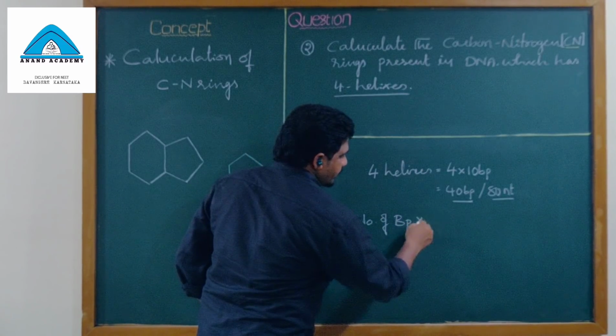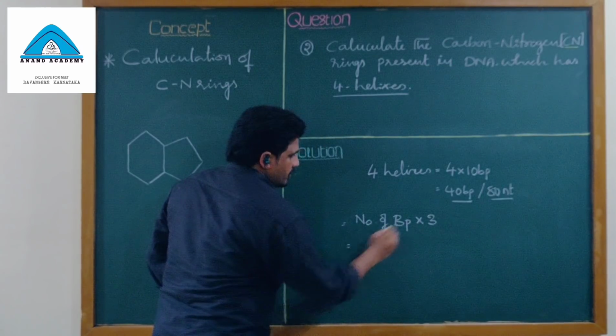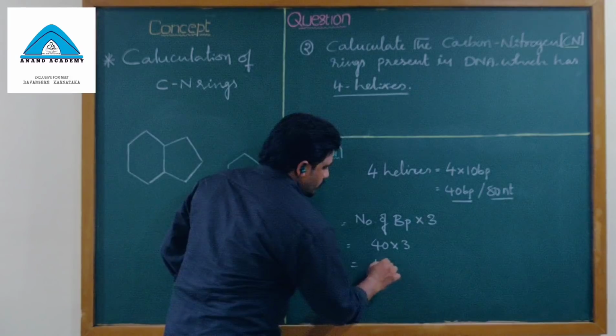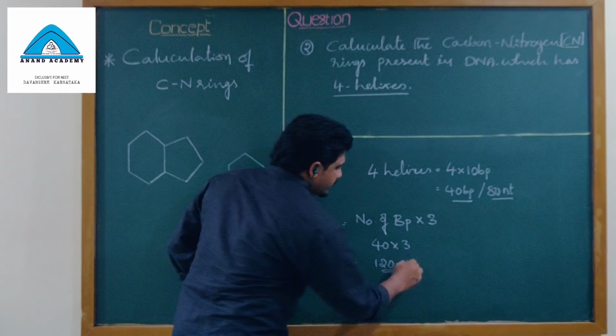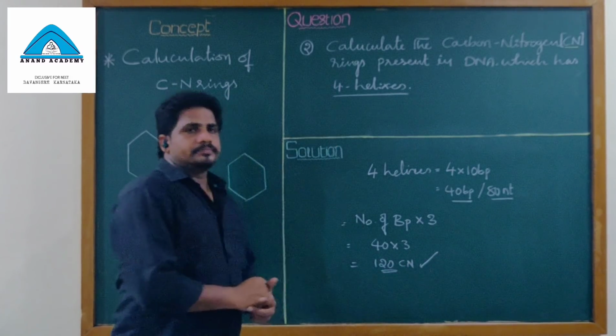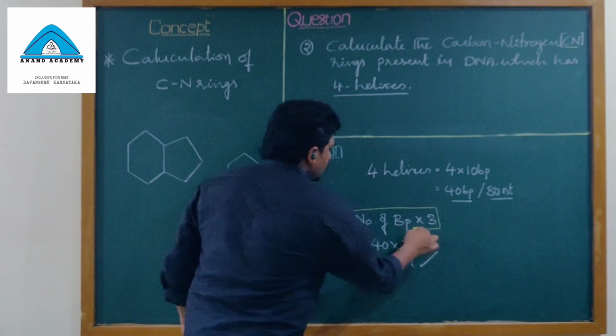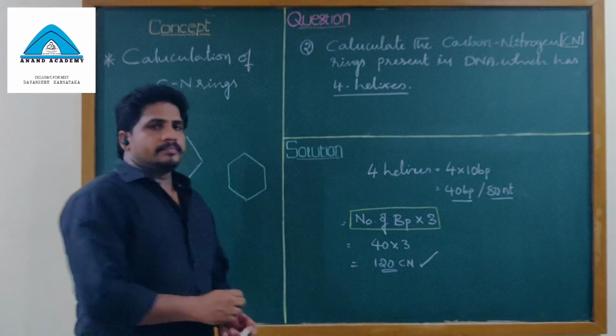To calculate the CN rings, the formula is number of base pairs into 3. In the question, the number of base pairs is 40, so 40 into 3 is equal to 120 CN rings. That is the answer. So you just use the formula number of base pairs into 3, and you will get the answer.